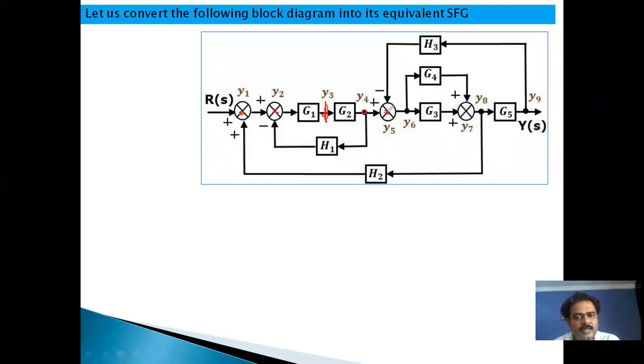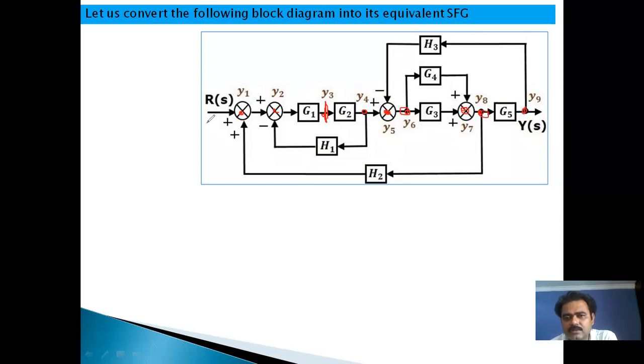This point is a summing point where the signals can be added. Here one more takeoff point. Here one more summing point. Again, one more takeoff point. Each and every point we have to represent with a variable. Once we identify the variables, our work is mostly finished.